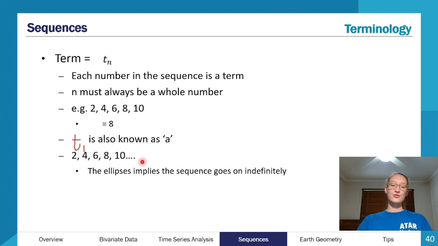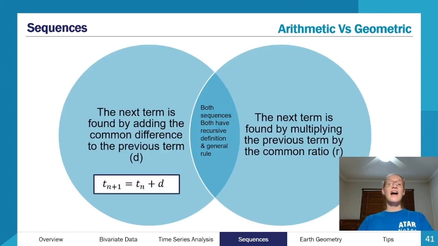And our last little thing I'll draw your attention to is if we have an ellipsis, a dot, dot, dot, that's just implying that the sequence goes on indefinitely. So, arithmetic versus geometric sequences. This side of our Venn diagram is an arithmetic sequence, and this side is a geometric sequence. So let's have a look at the similarities and differences.